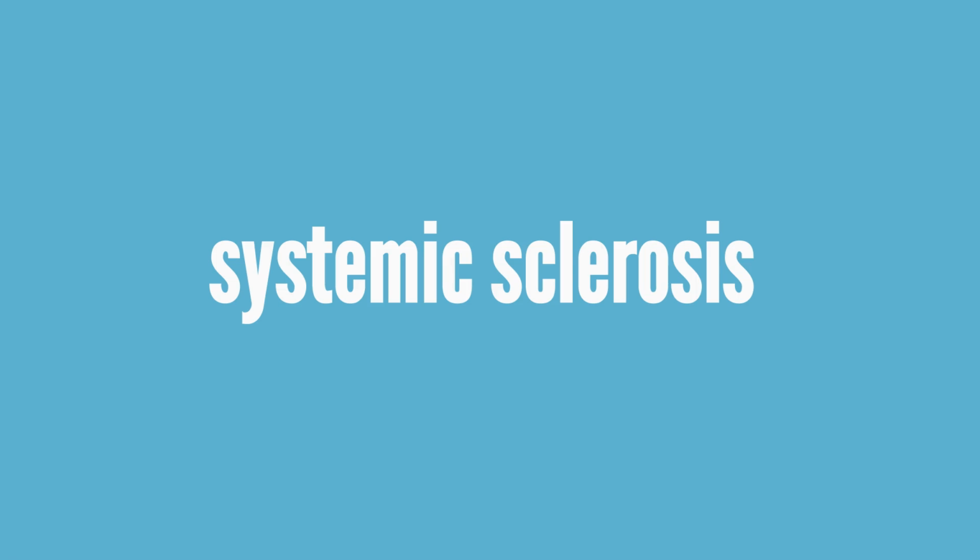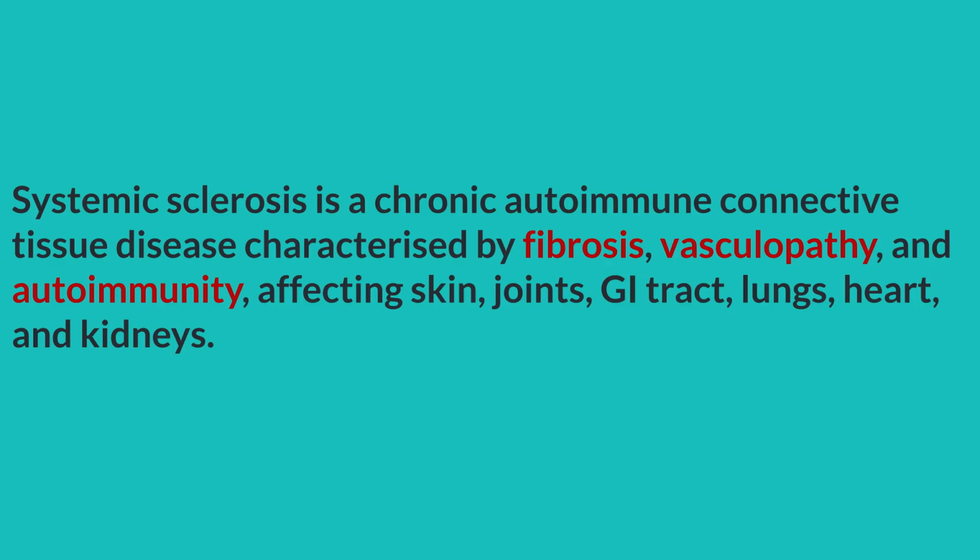Systemic sclerosis. Systemic sclerosis is a chronic autoimmune connective tissue disease characterized by fibrosis, vasculopathy, and autoimmunity, affecting skin, joints, GI tract, lungs, heart, and kidneys.